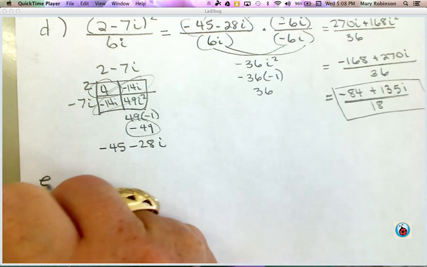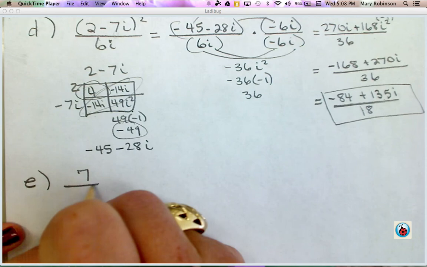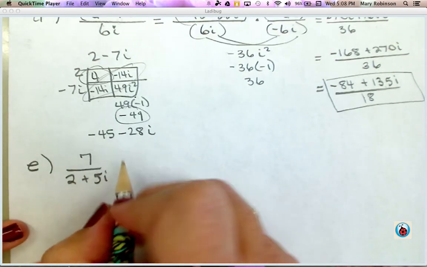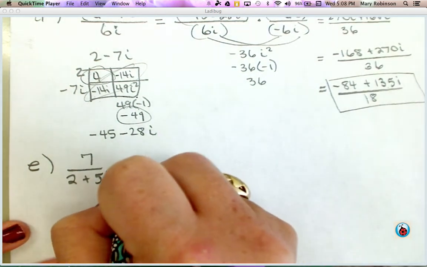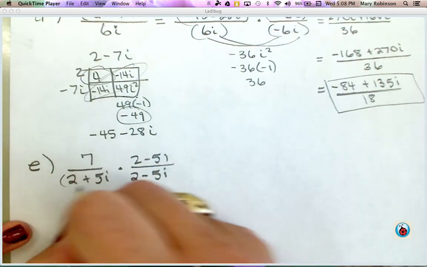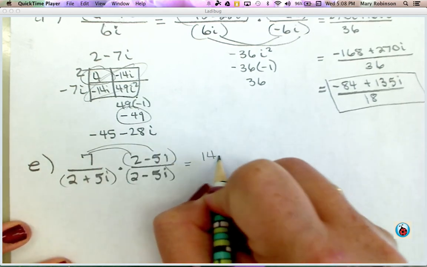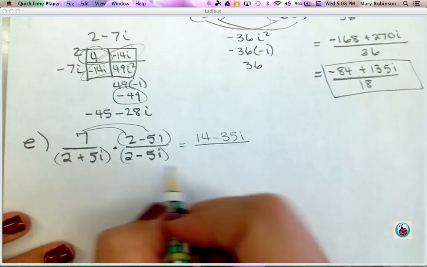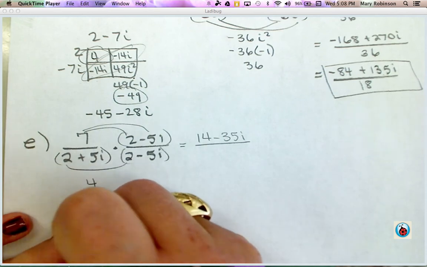Last one on this section, part E. Our denominator is 2 plus 5i, so our job is to rationalize by multiplying by the conjugate, 2 minus 5i. So that means I need to distribute up top, and on the bottom, you can do the box, but your middle terms are going to cancel out. So I'm just going to do 4.